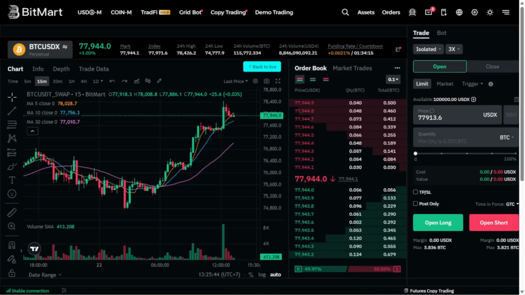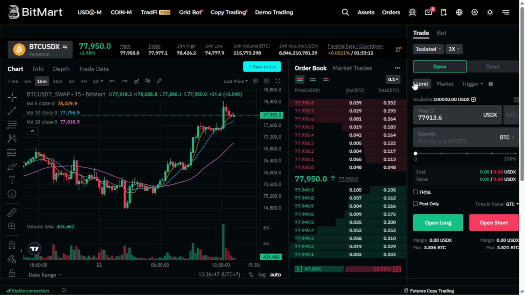There are two ways we can make a trade. We can open a long or open a short. A long means you're buying because you think the price will go up, and a short means you're selling because you think the price will go down. Now, there are different ways that we can execute these orders. We have a limit order.